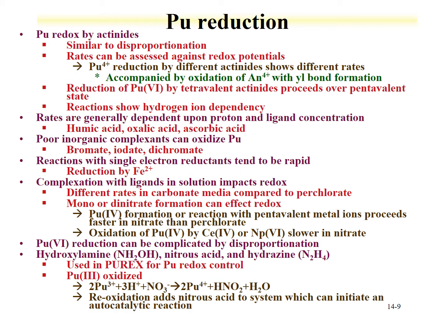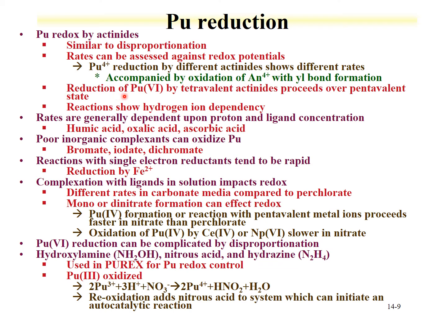So as we've just discussed, the oxidation state of plutonium is very important. It's important to control it and at least to understand it. Understanding what the oxidation state could be can be enhanced by evaluating what can change the redox behavior. So plutonium can undergo redox by actinides. This is similar to disproportionation, and the rates have been assessed compared to other actinides.